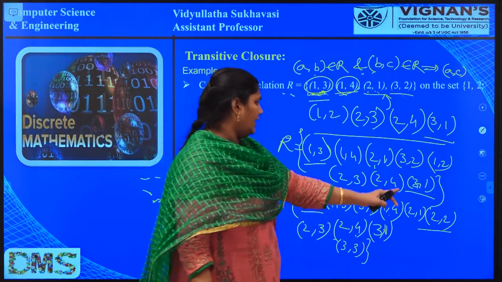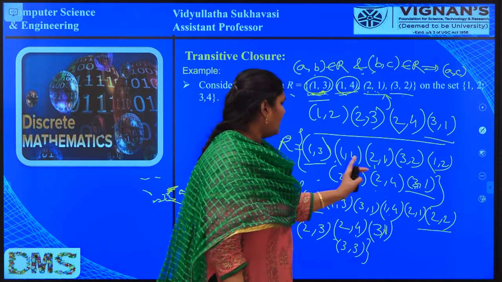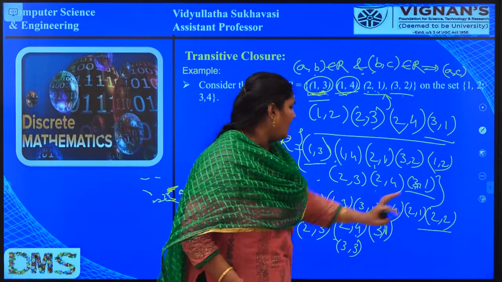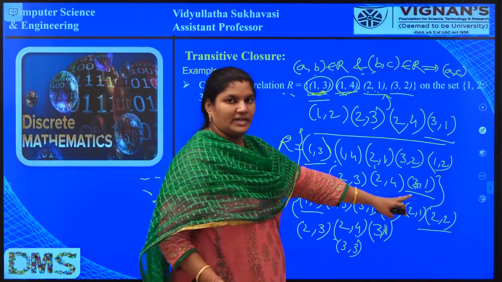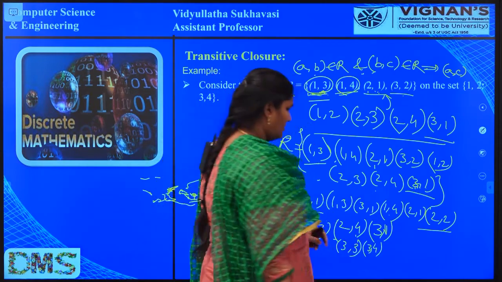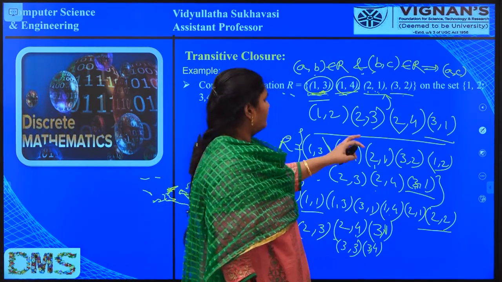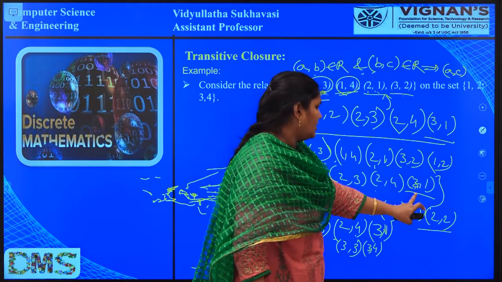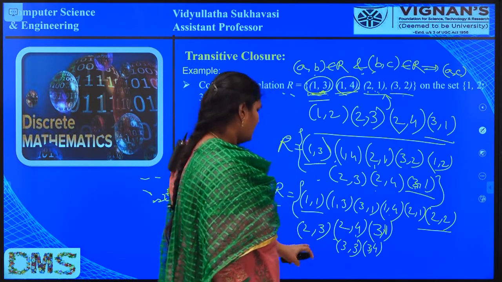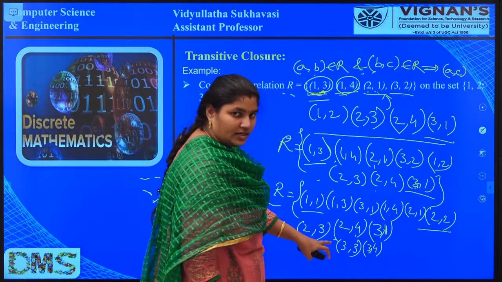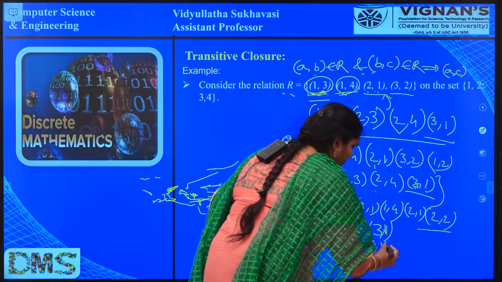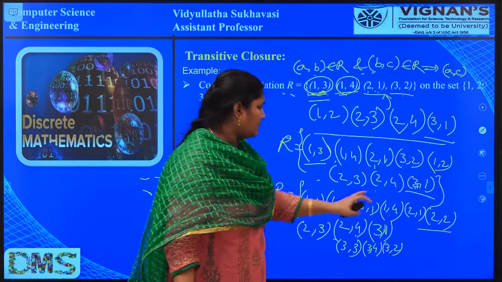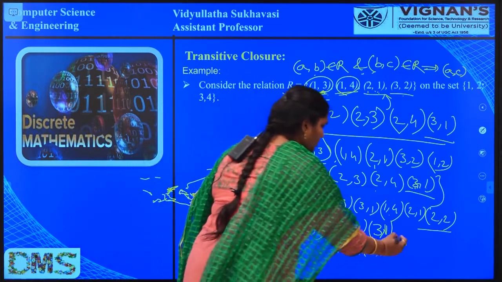So again, any other ordered pair with (3, 1)? So (1, 4). So again check with the next ordered pair which starts with 1, (1, 4). So we will get here (3, 4). Next, any other ordered pair which starts with 1? Here (1, 2) is there. So we will get (3, 2). Do we have (3, 2) here in the relation? No. So we need to add (3, 2). Next, any other ordered pair which starts with 1? No. So this is the relation R.